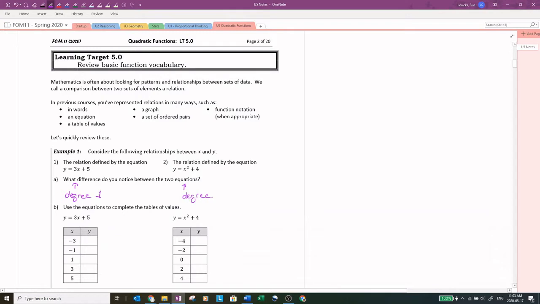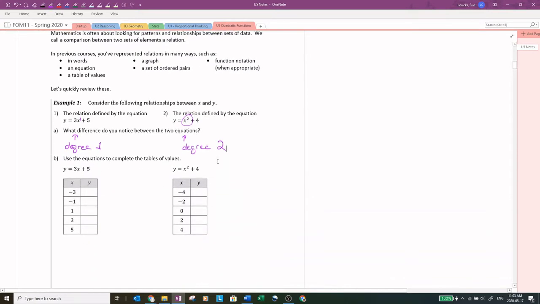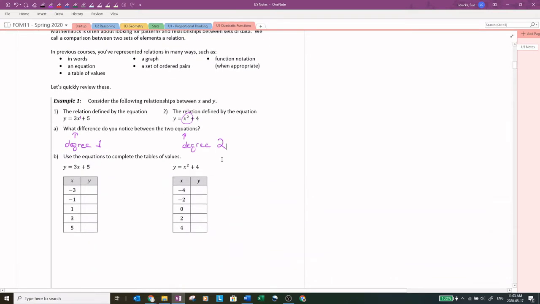Now, we're not going to worry too much about degrees in this course, other than the degree is the sum of the exponents on the variables in a term. The highest exponent in this one is 1, and this one has a 2, so that's degree 2. And that has really important implications to what the graph looks like. So let's fill out a table of values for this. I'll do this nice and formally to remind you of how to do this.